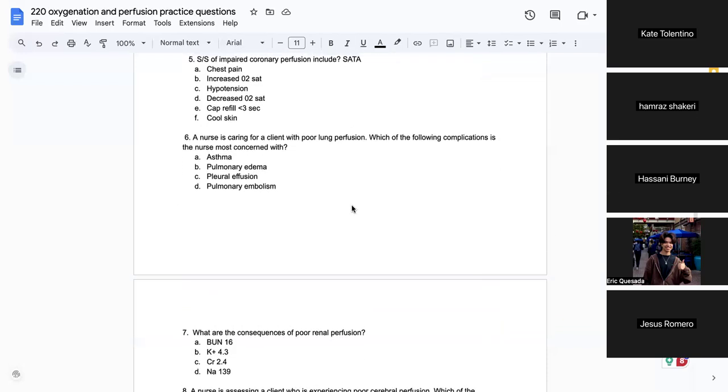All right, so number five, signs and symptoms of impaired coronary perfusion include, and this is a SATA question. So we have A, chest pain, B, increased O2 sat, C, hypotension, D, decreased O2 sat, E, a capillary refill of less than 3 seconds, or F, cool skin.